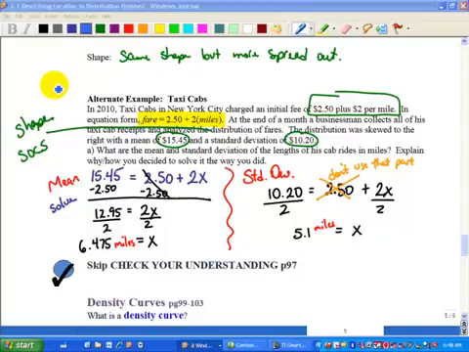Okay, so we were right here. We had done the taxi cab. We got stuck a little bit right in this part, so let's hit this.